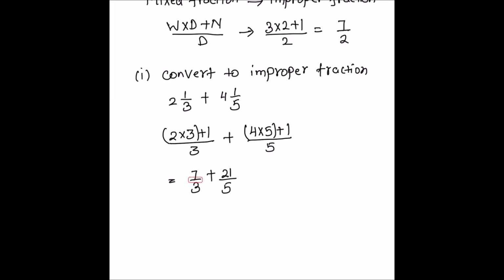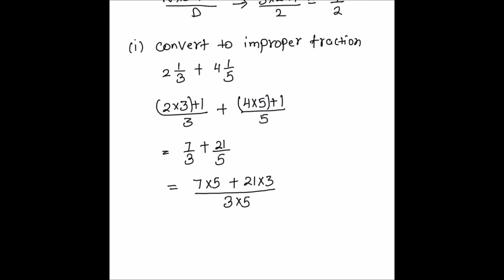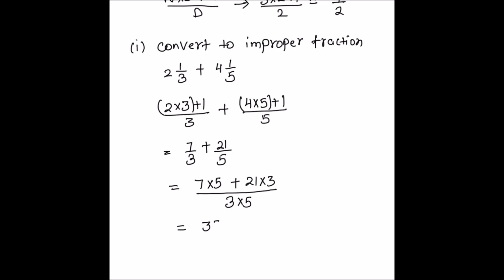Let's do the cross multiplication method and multiply the numerator of the first fraction by the denominator of the second, and the numerator of the second fraction by the denominator of the first, and multiply both the denominators. This is the easiest way by which you solve improper fractions. So this will be 7 times 5 is 35 plus 21 times 3 will be 63, divided by 3 times 5 is 15. Add the two numbers, 35 plus 63 is 98, so 98 upon 15.